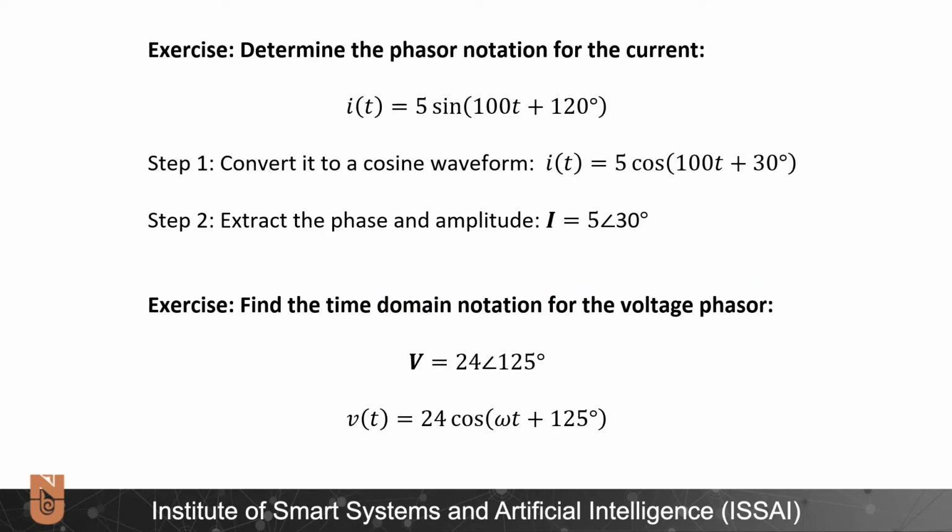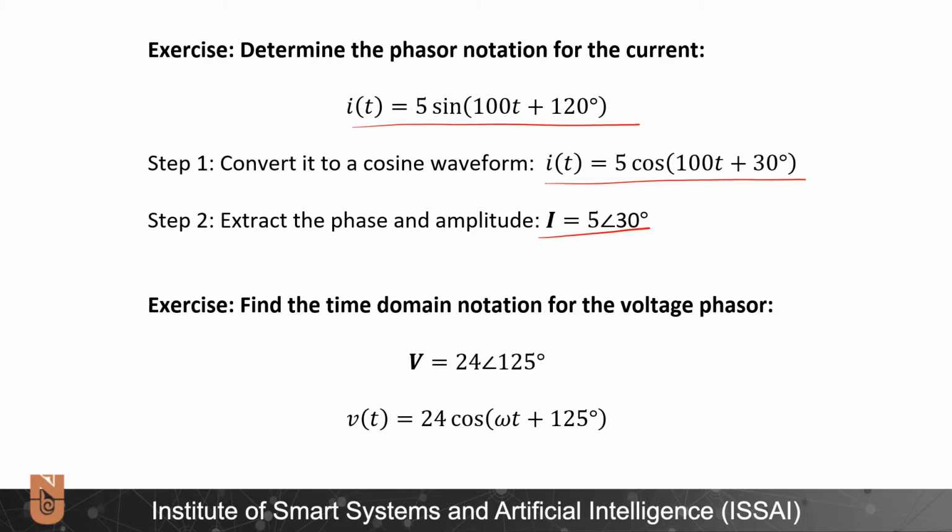Now we have some simple exercises. I have a current given by i(t) is equal to 5 times sine (100t plus 120 degrees). I always convert it firstly to cosine. i(t) is equal to 5 times cosine (100t plus 30 degrees). And writing it as a phasor is simply omitting the frequency term and writing the amplitude and phase or angle separately. Here I is equal to 5 times the angle 30 degrees.